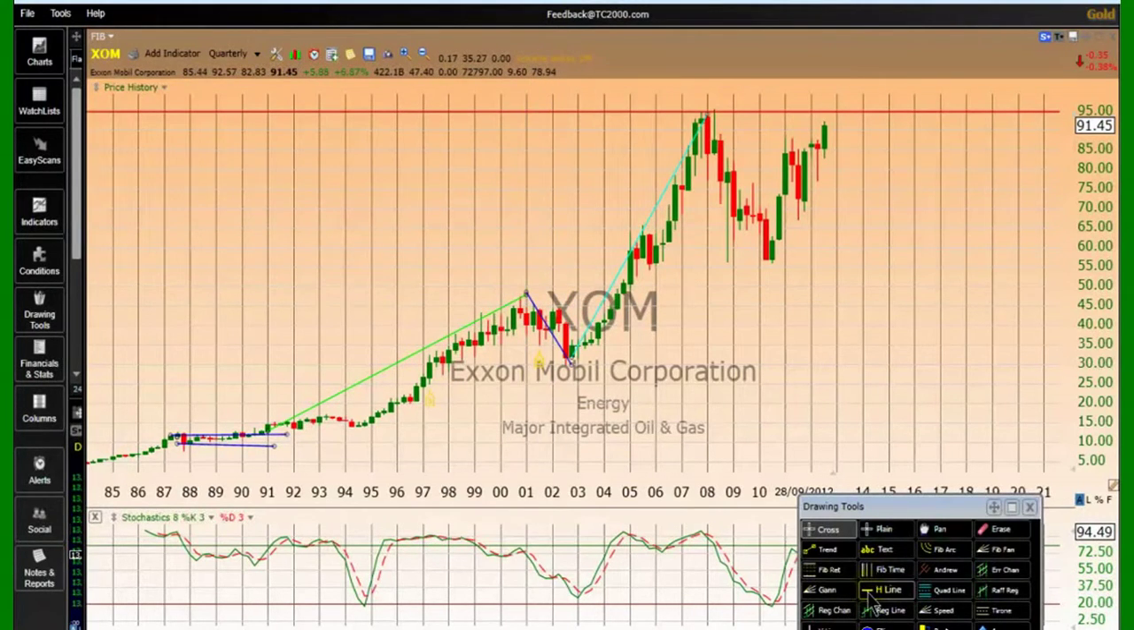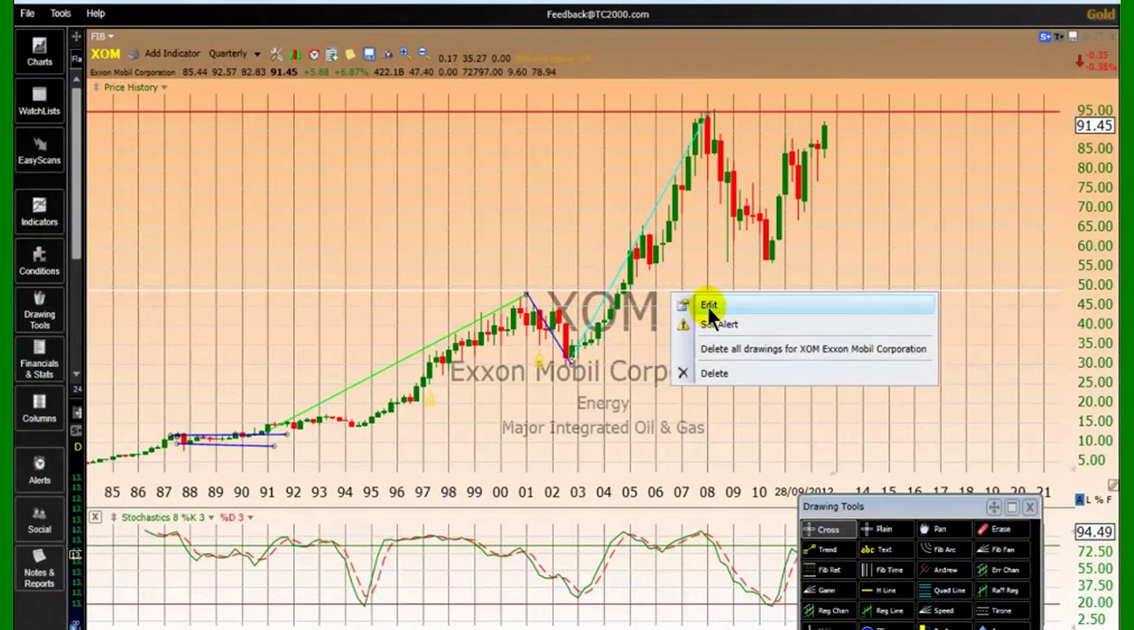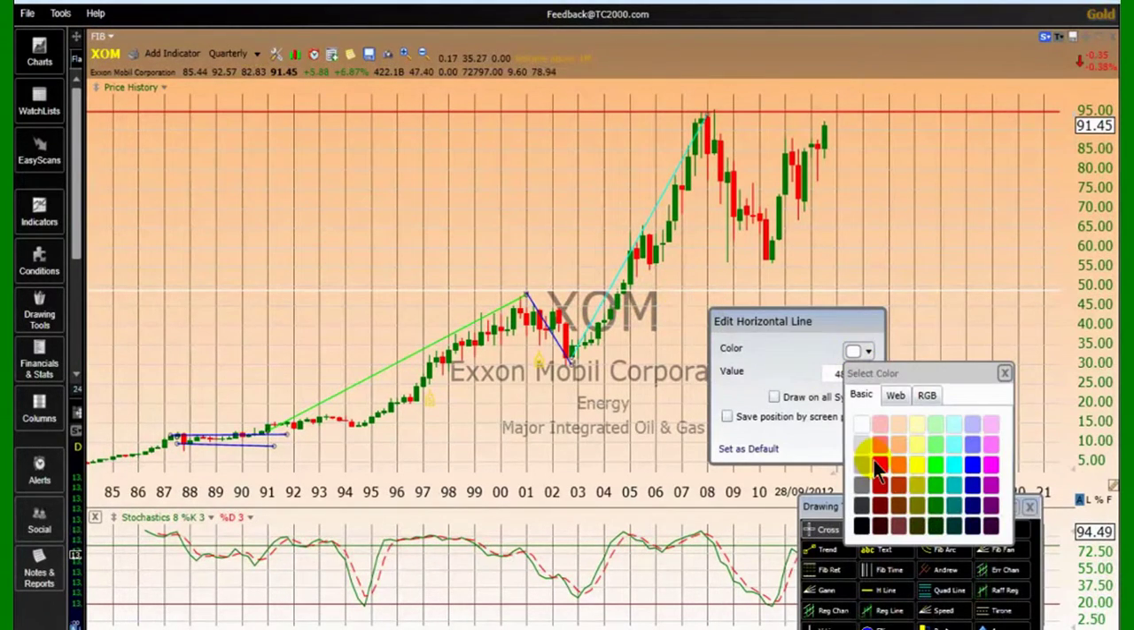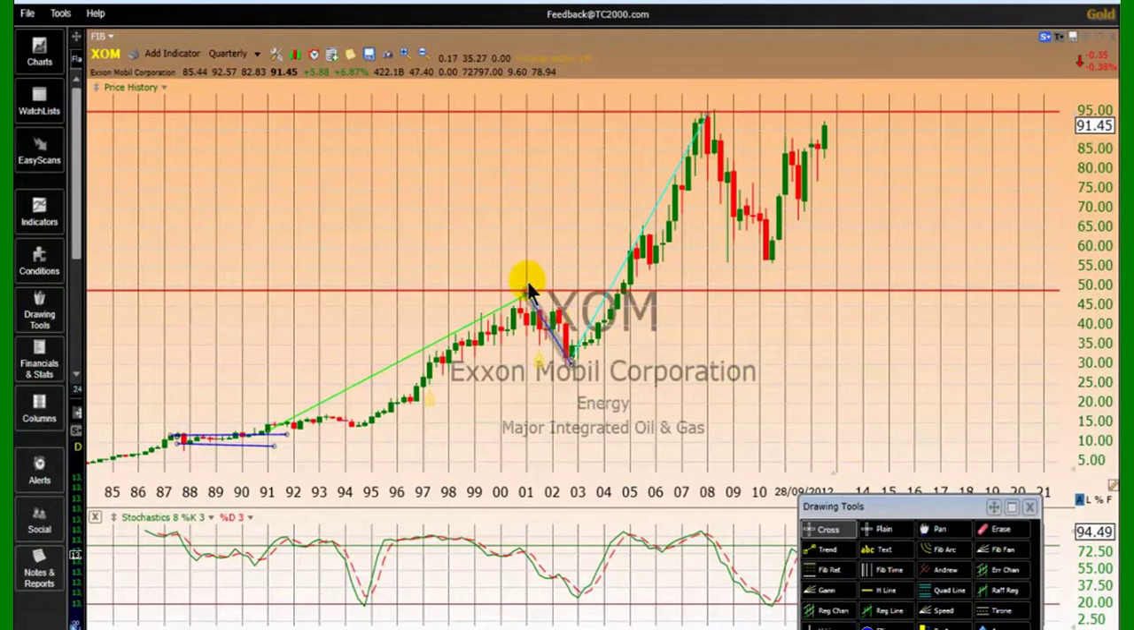Okay, we can draw another line there. I'll color it red. All right, you see break above, retest, bam. So our target zone is here. This is a target zone.